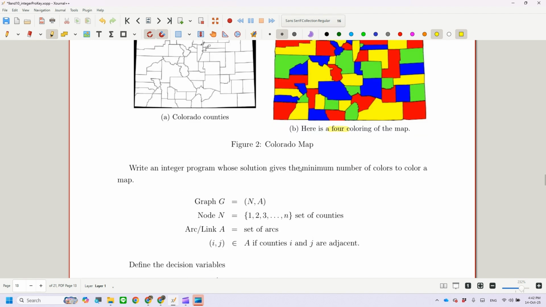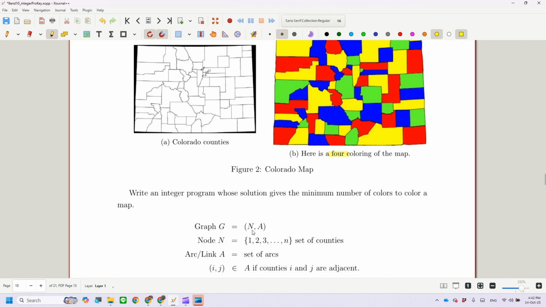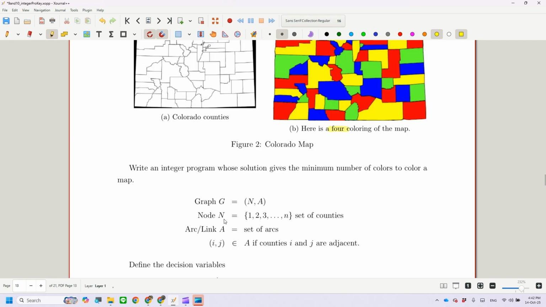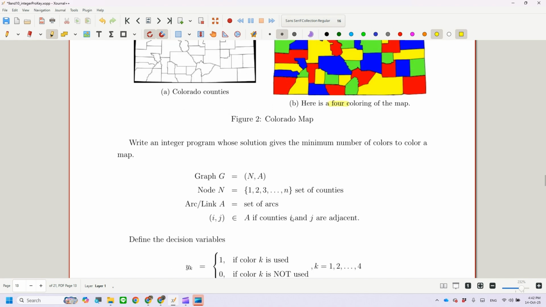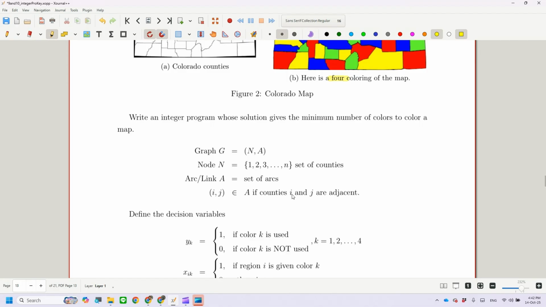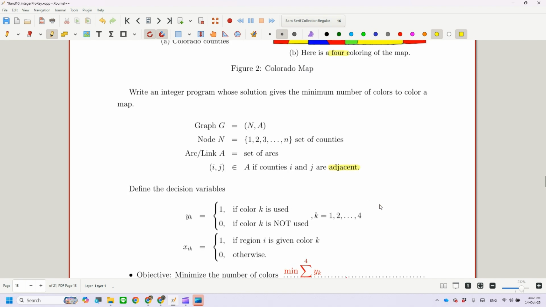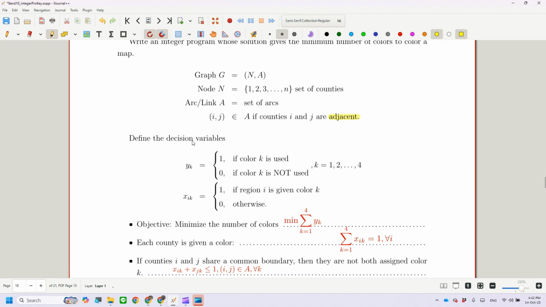So we can formulate this problem as an integer program. So the graph consists of the nodes and the arcs, okay? And the nodes are 1, 2, 3 until n, the set of counties. And the pair ij is in the set A if counties i and j are adjacent, they're next to each other. So we define decision variables. yk is 1 if color k is used, and yk is 0 if color k is not used.